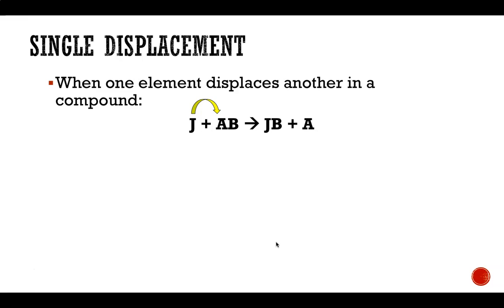Okay, single displacement. This is when one element displaces another in a compound. So for example, and these aren't real elements or compounds, by the way, these are just random letters to kind of show what's happening. If we have a single element, something that's all on its own, and we have a compound, that single element is going to bump out something in the compound, and then it's left on its own over here. So that's why it's single displacement, because a single element is displacing another element.